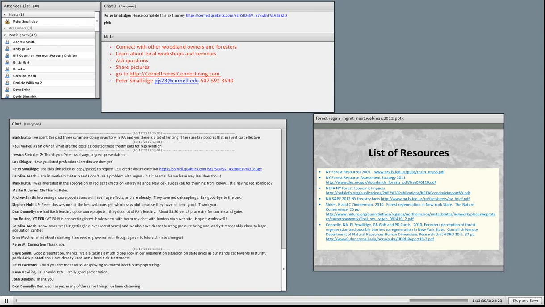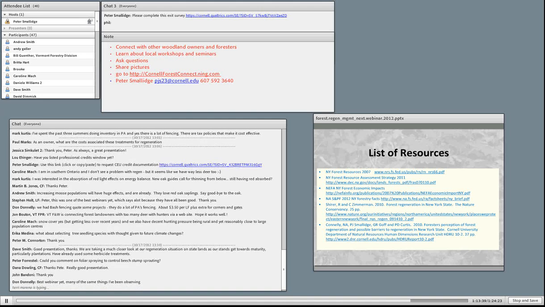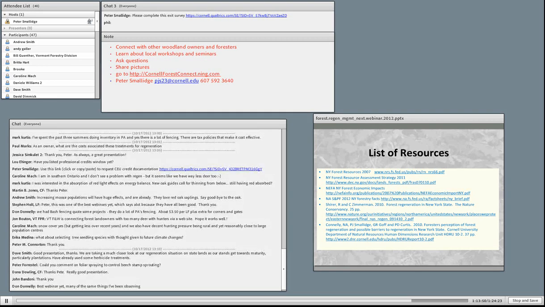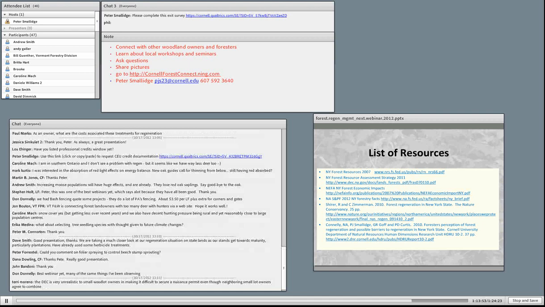Peter says, comment on foliar spraying to control beech stump sprouting. I gave a webinar on beech management a few years ago, so I'll add that to the list. That's probably the best thing. There's also a fact sheet that Dr. Nyland and I wrote on beech management. There are three basic ways you control beech. The most cost-effective way is a cut stump treatment when you have firewood-sized and larger beech. Those are cut and sold for firewood, and you can maybe get a break-even economic balance between the sale of the firewood stumpage and the cost of cutting and treating the stumps.